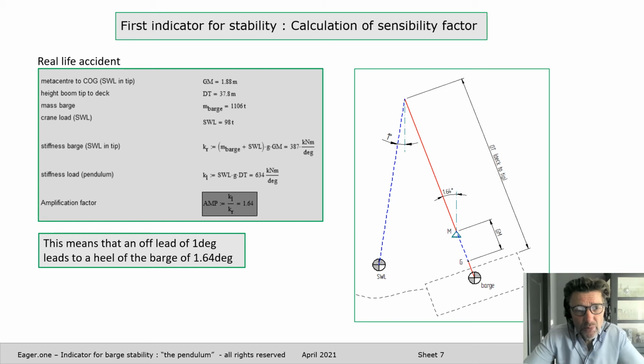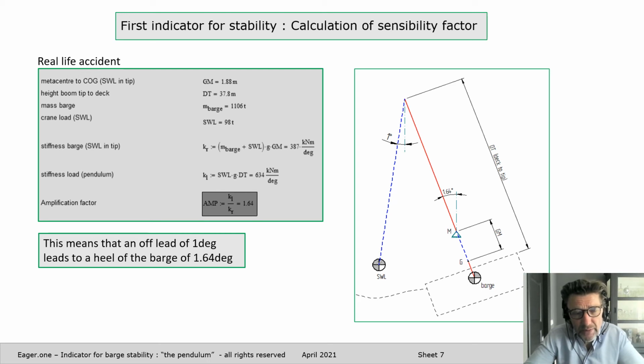At the left top, you see a real life accident in which these two stiffnesses are being calculated. First, the pendulum of the GM value: the complete mass, so the complete water displacement, multiplied by the gravitation multiplied by the GM value gives you 387 kilonewton-meters per degree. And the stiffness of the load line: the load multiplied by the gravitation multiplied by the length of the load line results in 634 kilonewton meters per degree.